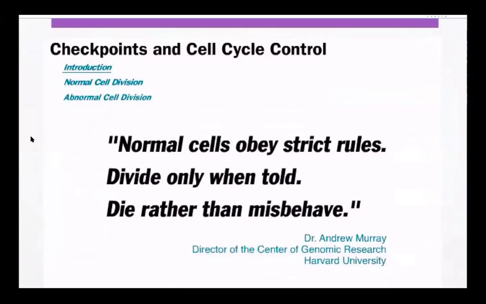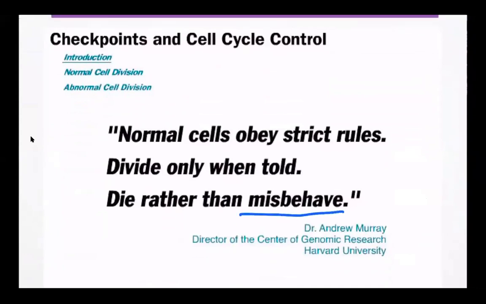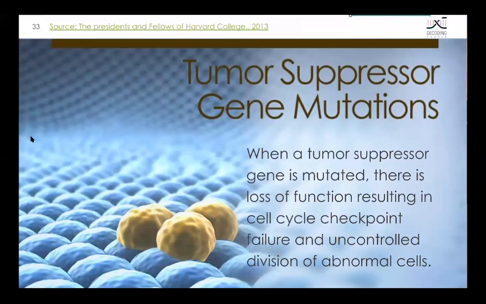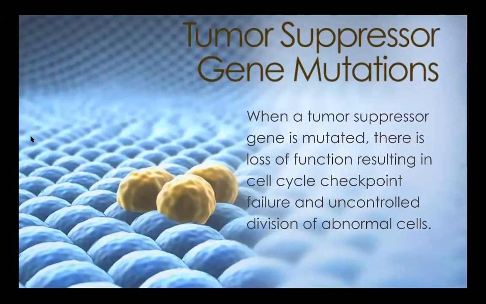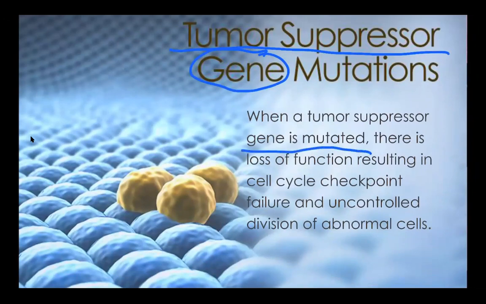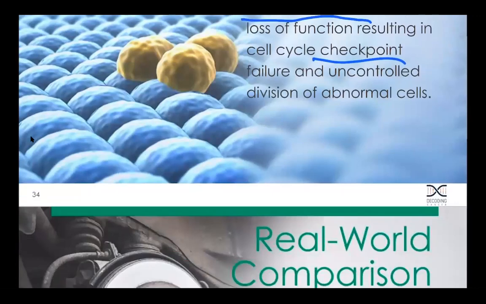So again, normal cells obey strict rules. Cancers are the result of misbehavior, when these control mechanisms aren't working. There are two genes I want you to be familiar with. The first gene is called a tumor suppressor gene. And it's exactly what it sounds like, right? This is something that tries to prevent tumors from forming. If that gene is mutated, then there's no sort of checkpoint. This first checkpoint has been lost.